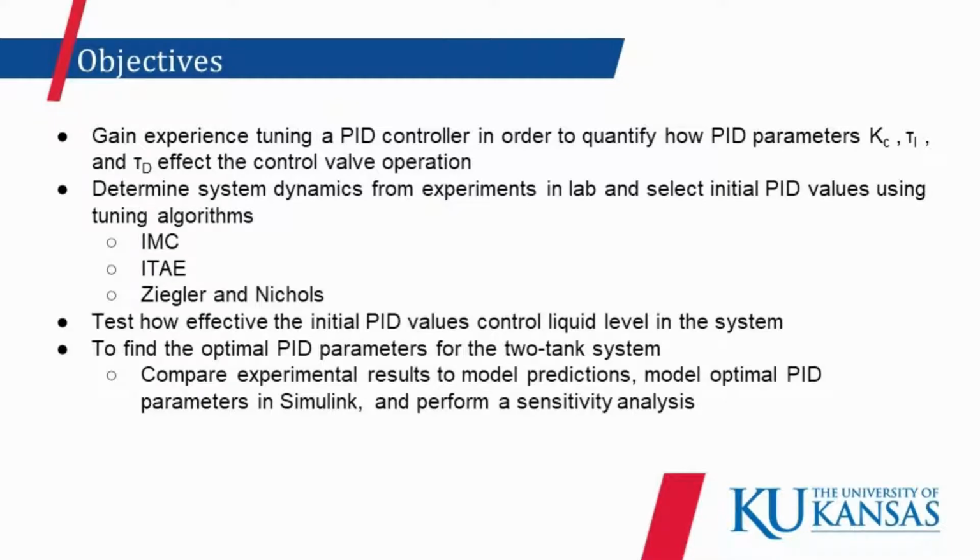In addition, initial PID values are to be selected using the following tuning algorithms: IMC, ITAE, and Ziegler and Nichols. Then, initial PID values are to be tested to determine how effectively these initial parameters control liquid level in the system. From this, the optimal PID parameters can be found for the 8-inch diameter tank. Finally, experimental results are compared to model predictions. Optimal PID parameters are modeled in Simulink, and a sensitivity analysis can be performed.